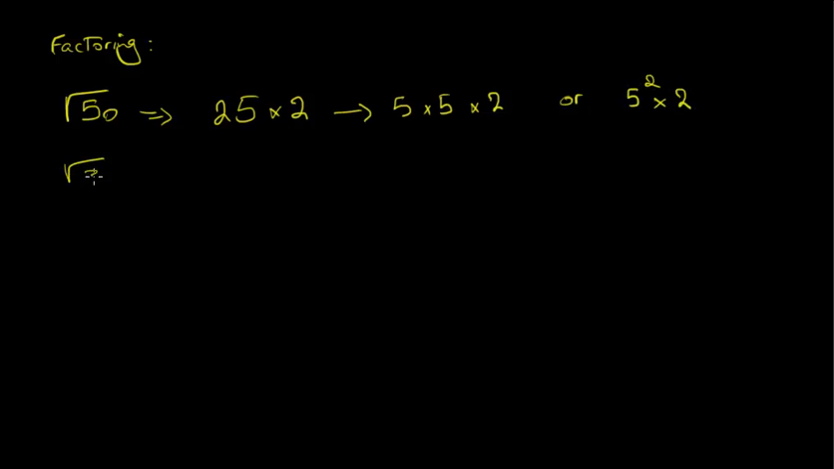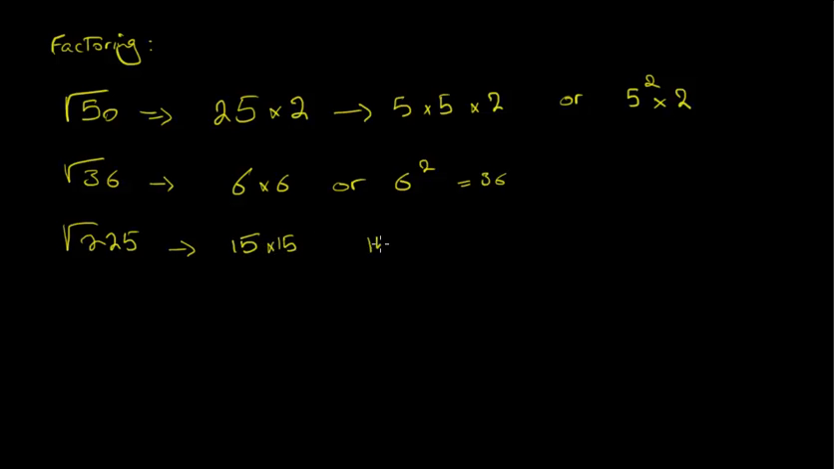Let's say we have 36. What positive number is squared to become positive 36? We know that 6 times 6, or 6 squared, equals 36. Let's say we have 225. 15 times 15, or 15 squared, is 225.